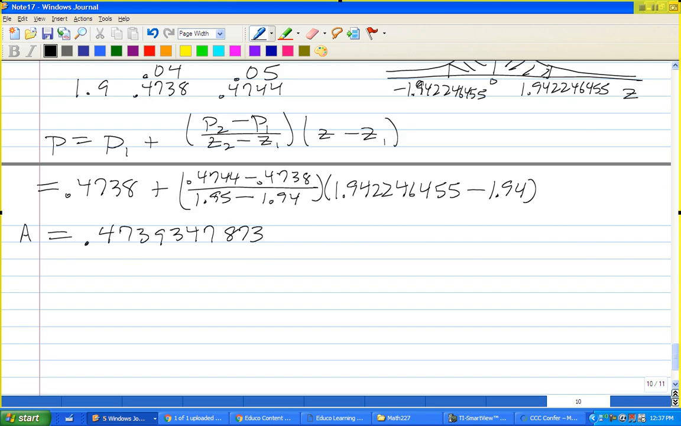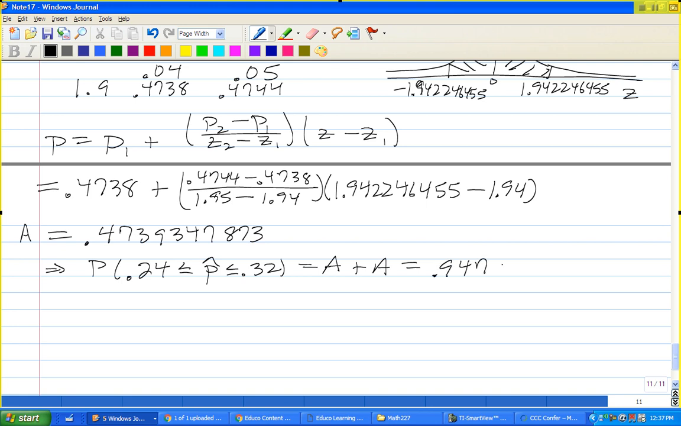So the probability that your sample proportion is between 0.24 and 0.32 will just equal each of these areas added up. So you get 0.94786954746.